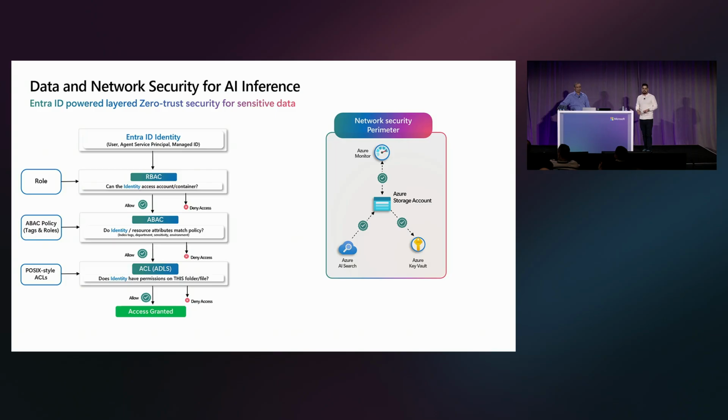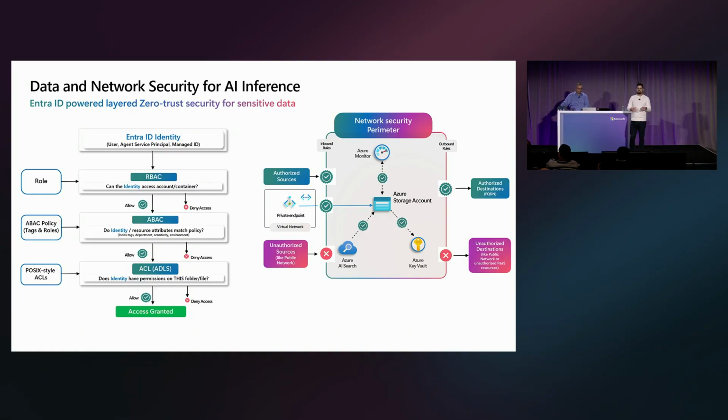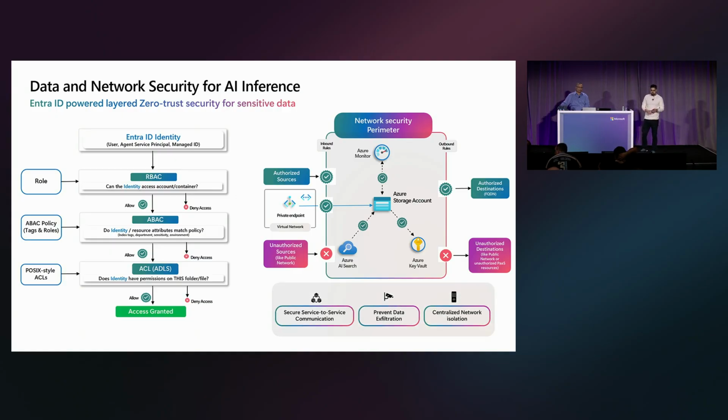On the network security side, we have network security perimeter that went generally available about 6 months back. And what that allows you to do is to essentially ensure that you can house all your AI services along with your storage in the same network security group, and ensure only authorized IPs can access your data, both on the inbound side and on the outbound side. Right? So that allows you to prevent data exfiltration. It ensures you have centralized network isolation, and you're not essentially configuring a bunch of things at different places. And more importantly, it gives you secure service-to-service communication, which we'll see in a bit how it works with AI Search, AI Foundry, and all the AI services we have.